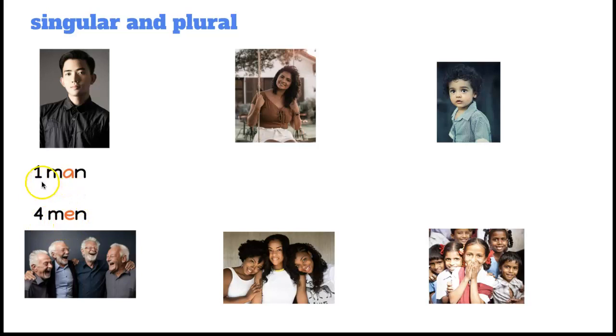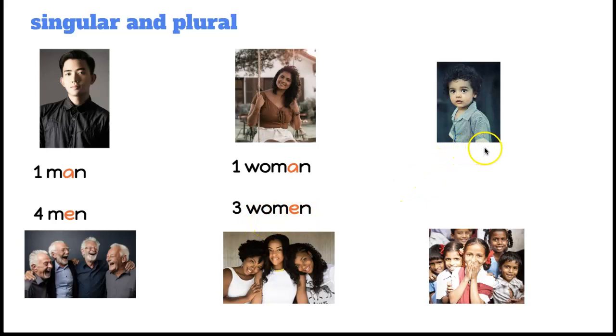So you can see here, one man, M-A-N. Four men, M-E-N. We do not add an S. The same is true for a woman. One woman, W-O-M-A-N. And for more than one, we change that A to an E, and it becomes three women.